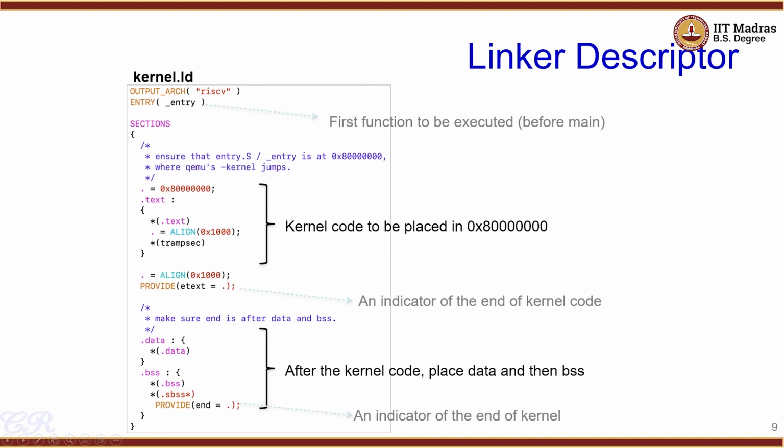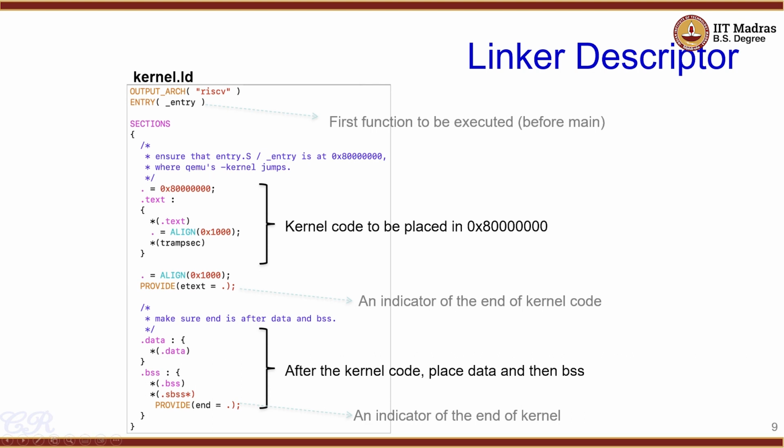Now there is another dot equal to align 0x1000. That 0x1000 is essentially ensuring that the source code ends at a boundary of 4 kilobytes. Then there is another section known as the tramp section, which stands for trampoline. We'll get into details about what this means.